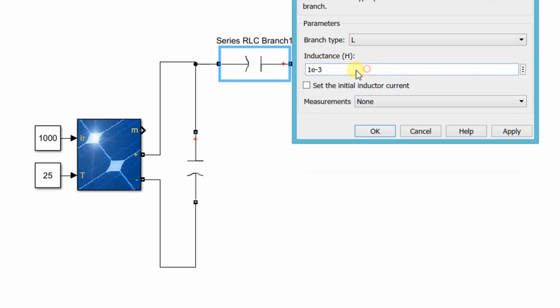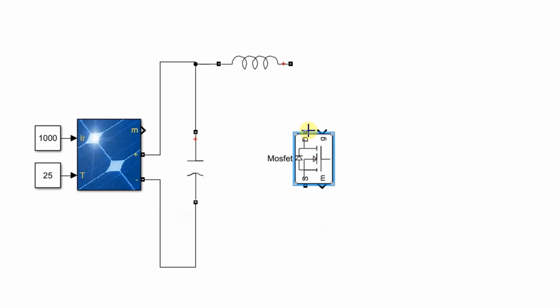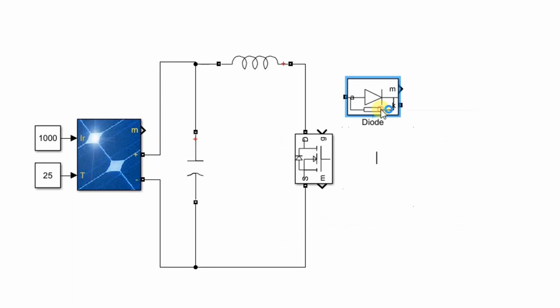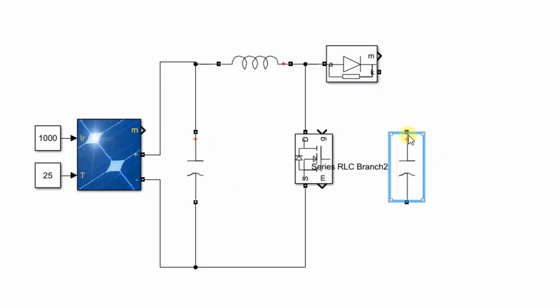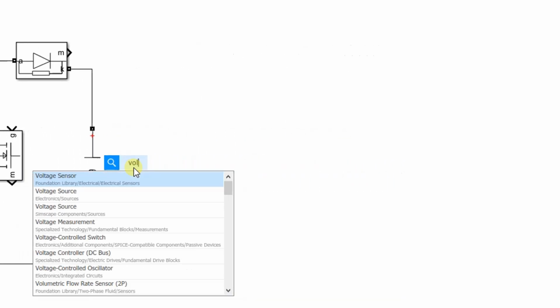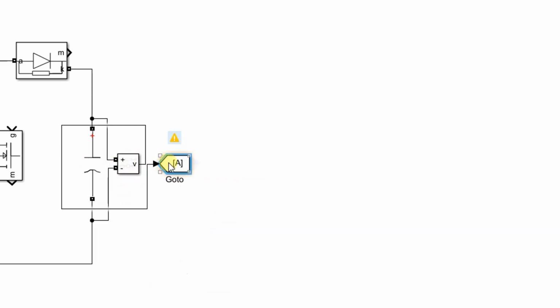This is the boost inductor and set its value 20 mH. Add a MOSFET. Add a diode. Add a voltage measurement block. Add a go-to block. Name it as VDC.